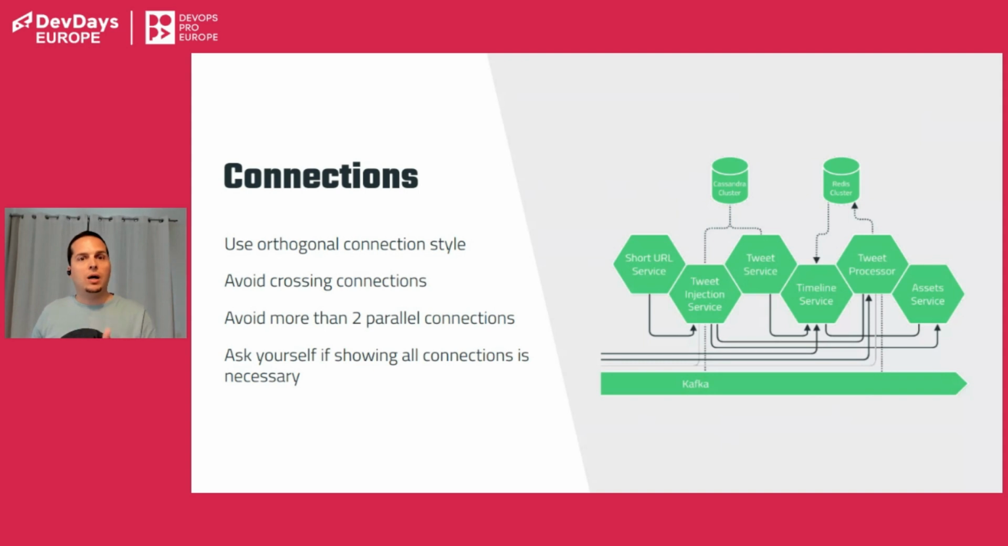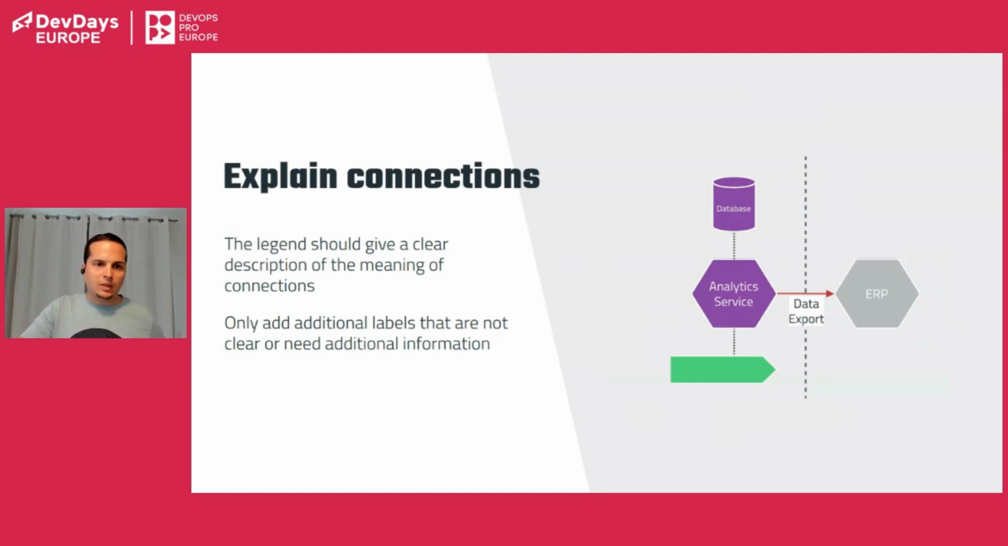Remember the first rule, or the first goal that I have? The audience must be able to understand the diagram within seconds. And I don't think that the example on the right side is easy to understand. You also need to explain what connections really mean. You can use the legend for that. And I only add additional explanations, meaning labels on edges or connections, for special or otherwise unclear connections, so that I can support the story with the label.